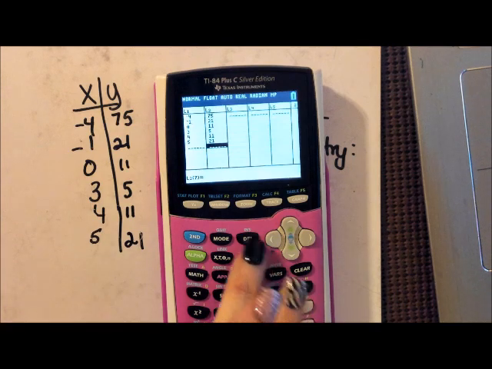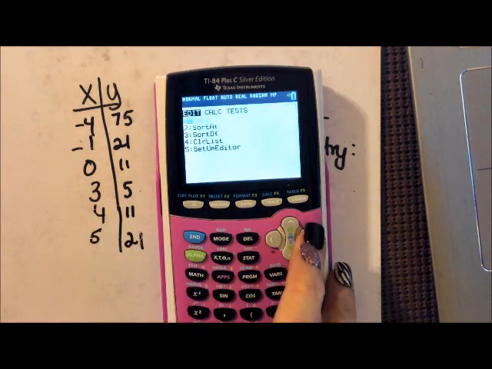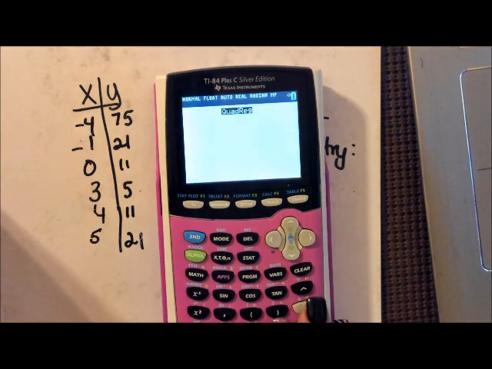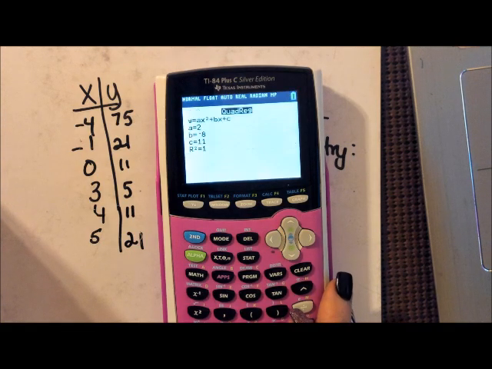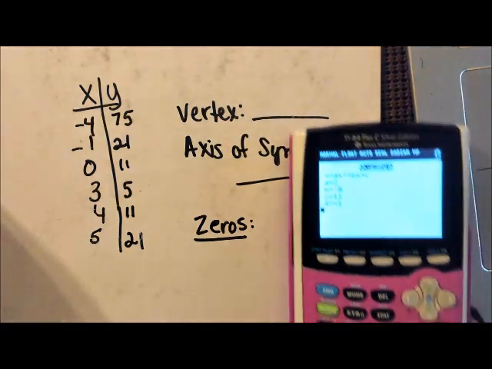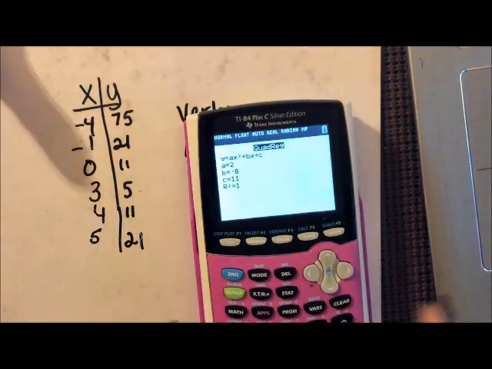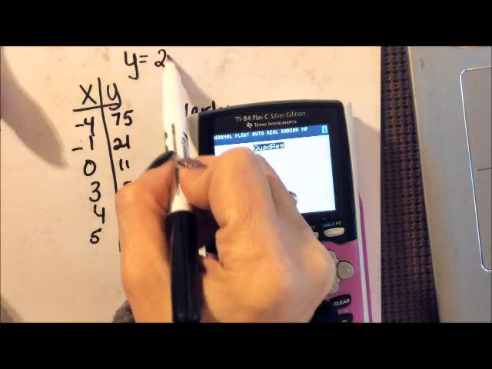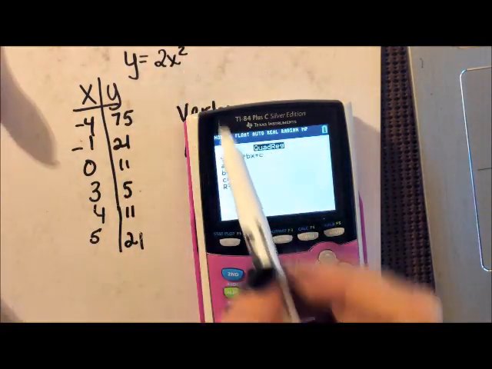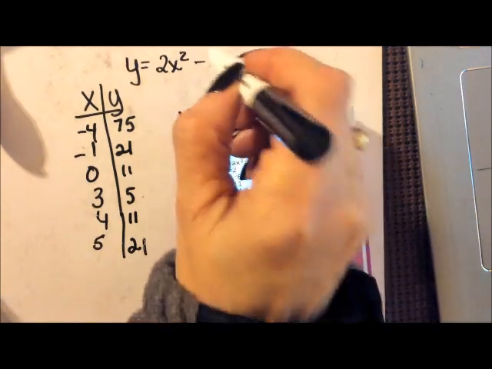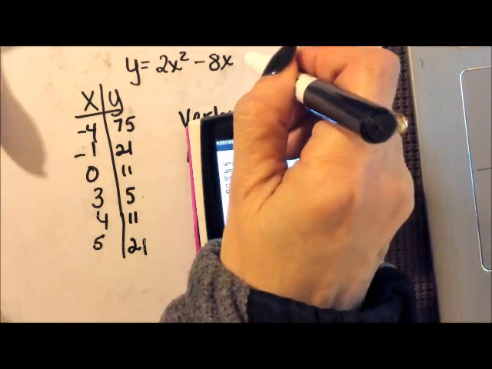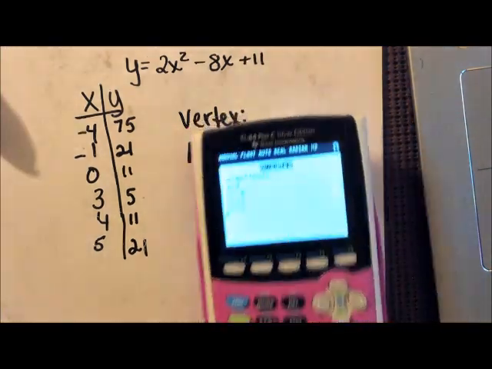Okay, so I'm going to go back to Stat, and I'm going to go to Calculate. I need to do a quadratic regression. Okay, so here it comes. So there it is. So that means, set this to the side, I'm going to write my equation. My equation is y equals 2x squared, B is -8, -8x, and C is 11. Okay, so there's my equation.